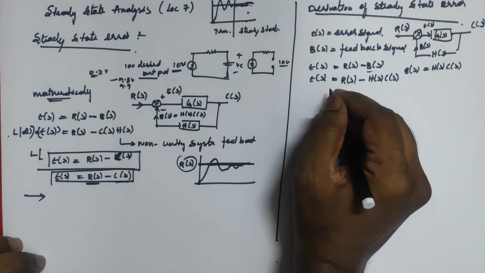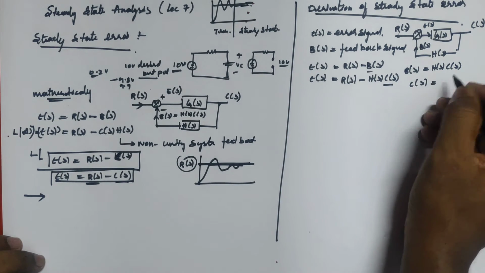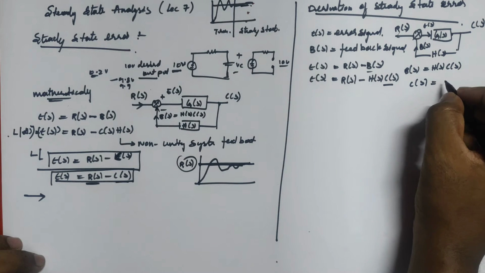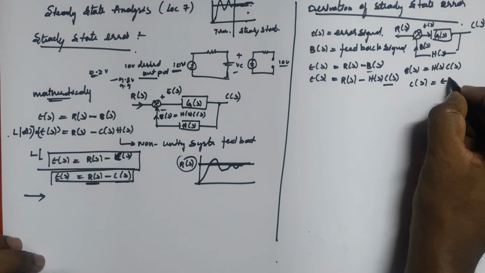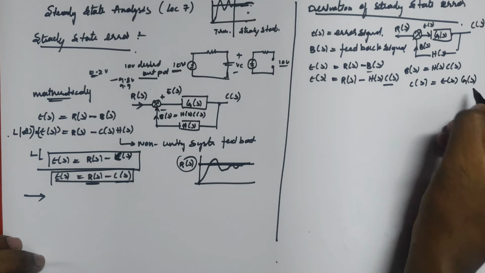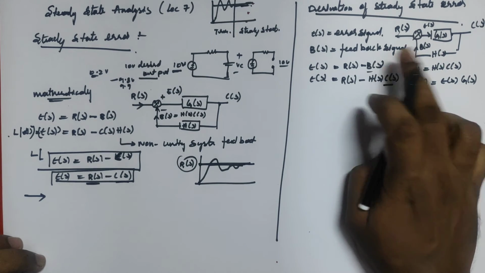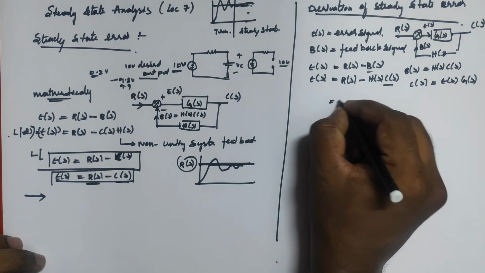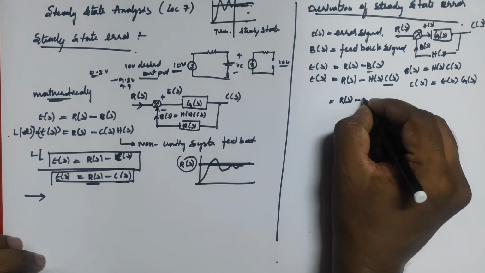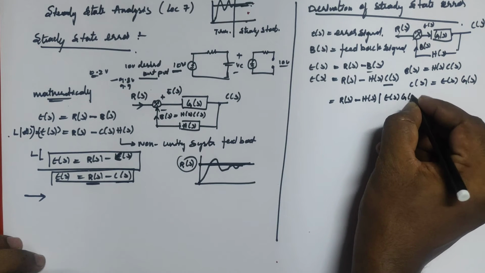Then from this we have again C(s), which means E(s) into G(s). I hope you all know this. E(s) is the error signal and B(s) is the feedback signal, and substitute this here. So we have R(s) minus H(s) into E(s), G(s).